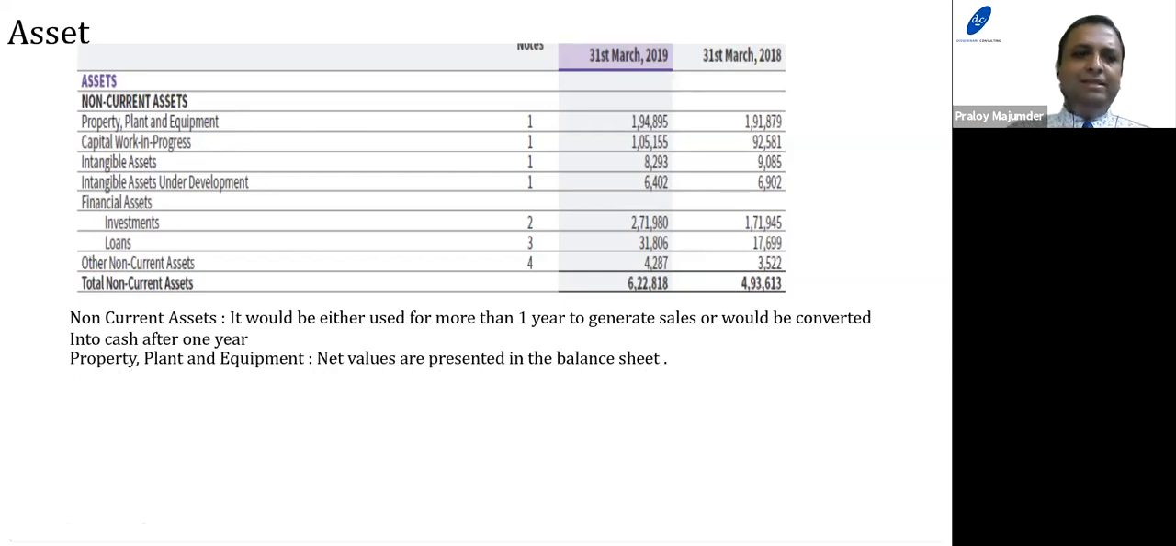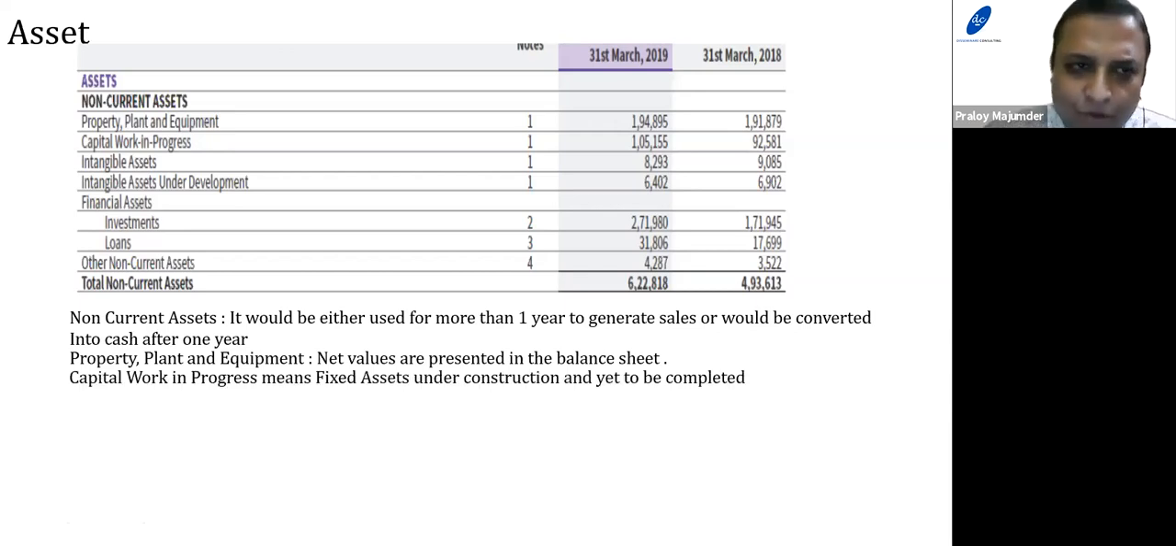Now, in the case of property, plant and equipment, the net value would be presented in the balance sheet. Capital work in progress means fixed assets under construction and yet to be completed. If a company is continuously building up capital work in progress but not converting it into fixed assets, that may not be a good sign.